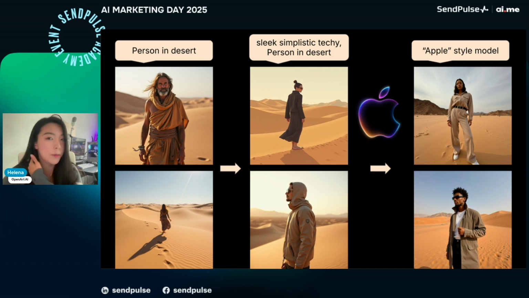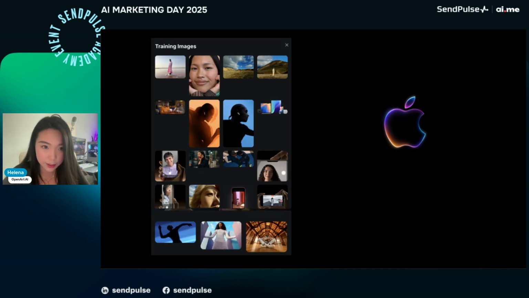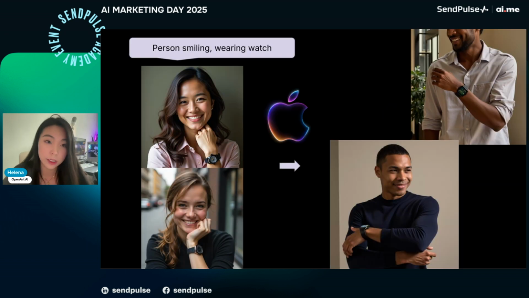But then if you want something in the Apple style, what we can do is train an Apple style model, which is kind of the same process as what we would have done just now. But you will upload a bunch of pictures in the Apple style. And then when training's done, you'll start getting images like this by prompting the same thing, person in desert. So these were the training images that I used for this Apple style model. I only collected about 15 images, and the results were really stunning.